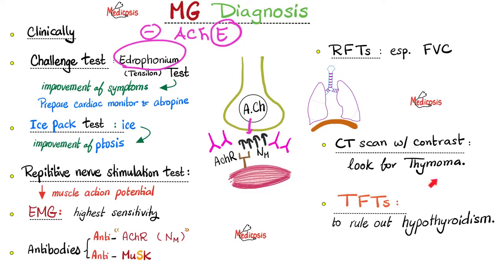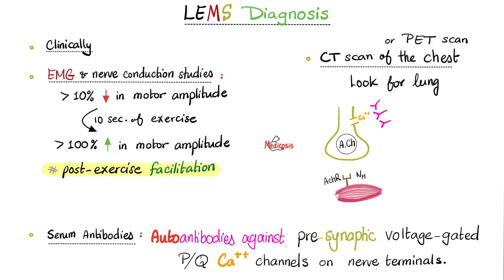CT scan of the chest to look for thymoma, because many patients with myasthenia have thymoma. And if you remove the thymoma, the myasthenia improves. How can I diagnose Lambert-Eaton? Clinically, electromyography and nerve conduction studies: deterioration at first, but after brief, robust exercise, the patient improves tremendously. And this is what we call post-exercise facilitation.